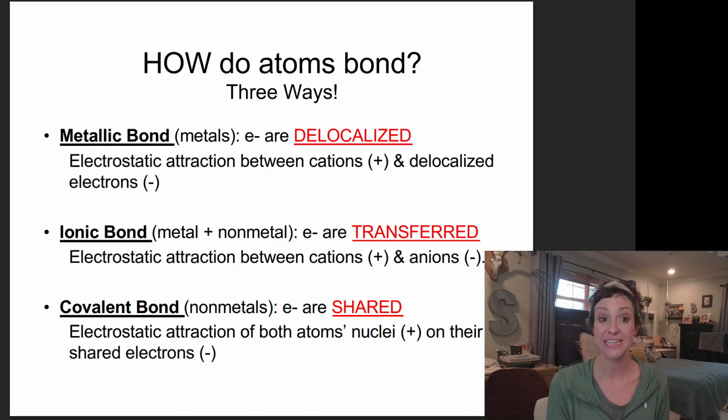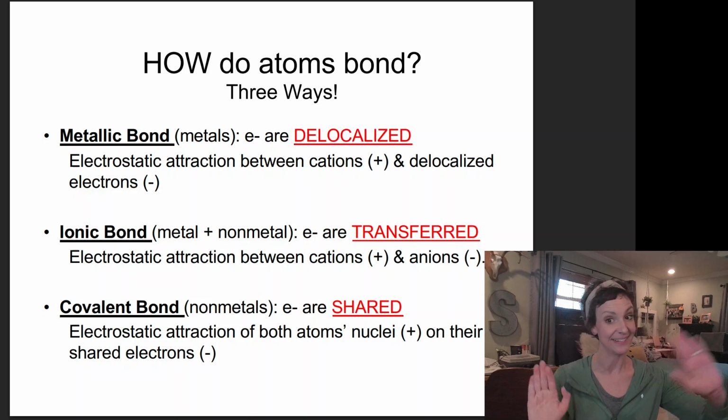Yes. So in metallic bonding, electrons are delocalized. That's a weird word. We'll learn all about that word here in a second. So there is an electrostatic attraction between cations and the delocalized electrons. Zipping on down to ionic bonds. Ionic bond is between a metal from this side of the periodic table and a nonmetal.